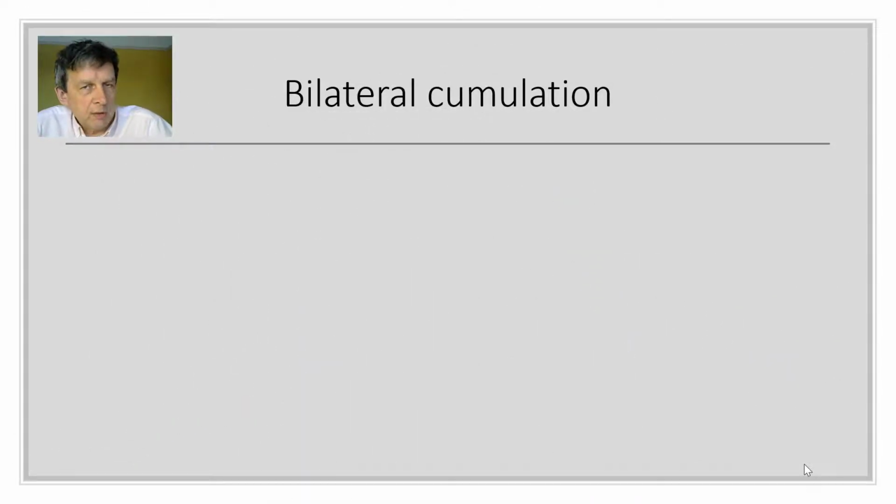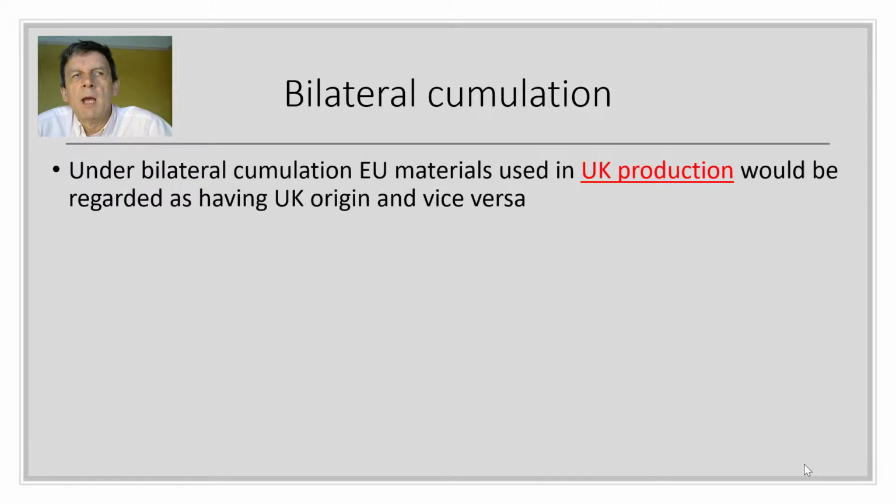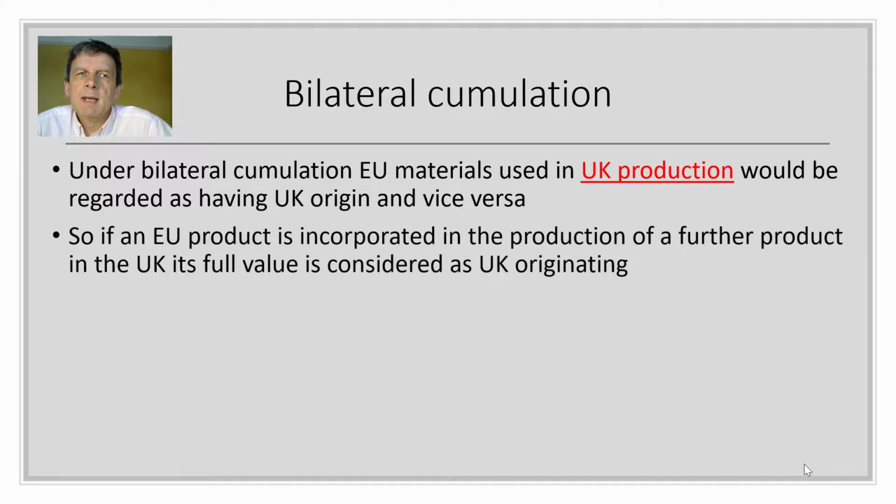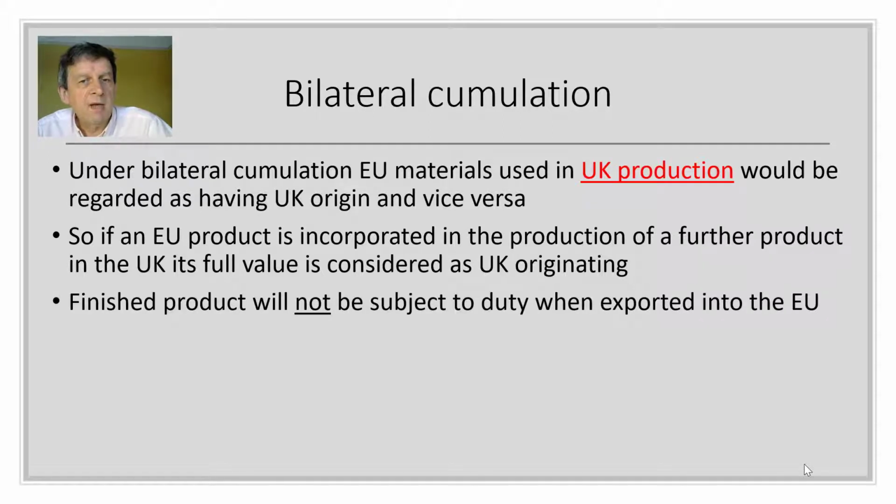Now there is a very important concept called bilateral cumulation. Under bilateral cumulation, EU materials used in UK production can be regarded as having UK origin and vice versa. So if an EU product is incorporated in the production of a further product in the UK, by way of bilateral cumulation, the product is deemed to have UK origin status. So when the finished product goes back into the EU, then it's regarded as having UK origin, and we should then have duty-free trading for that particular product.